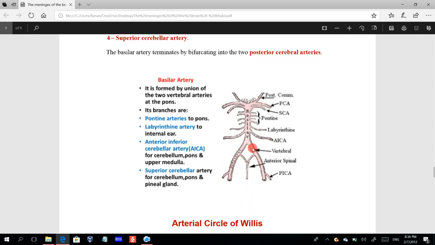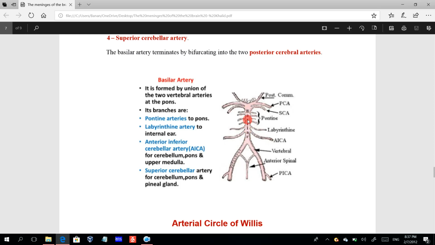And of course this right and left, they join at this area, and this area is exactly the junction of the pons. Here is the pons and the medulla oblongata. Here is the medulla oblongata. So at the junction of the medulla oblongata with the pons above, both vertebral arteries unite to form another artery which is called the basilar artery. This is the basilar artery.